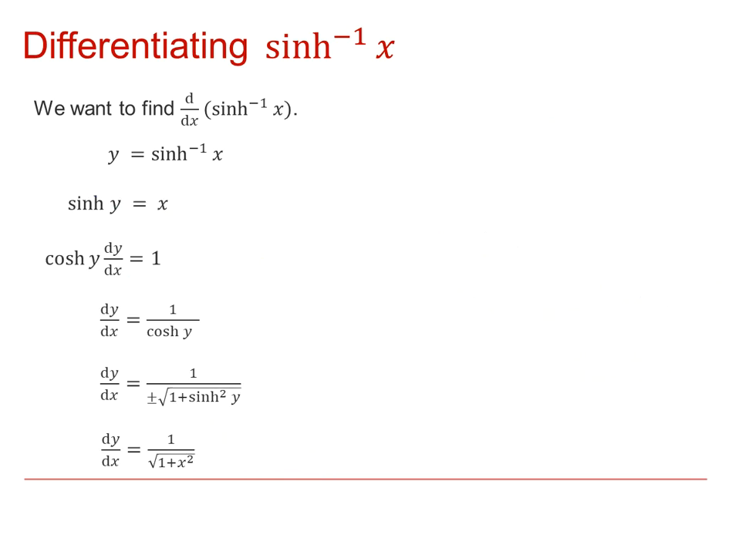So we had the standard method of writing if y equals sinh inverse x, then sinh y must be equal to x, differentiating implicitly, and then using the identity for cosh as being the square root of 1 plus sinh squared y.